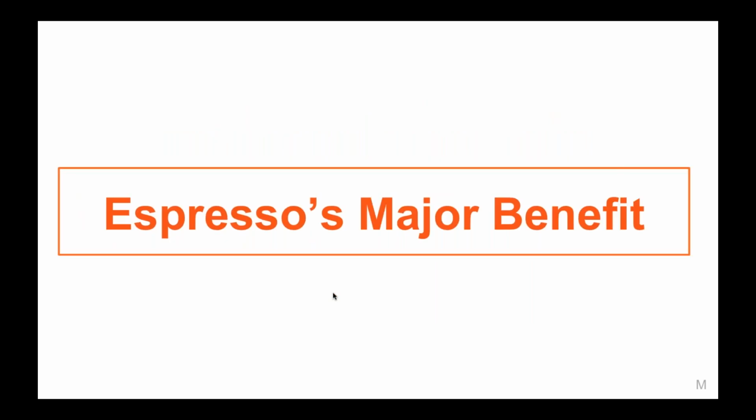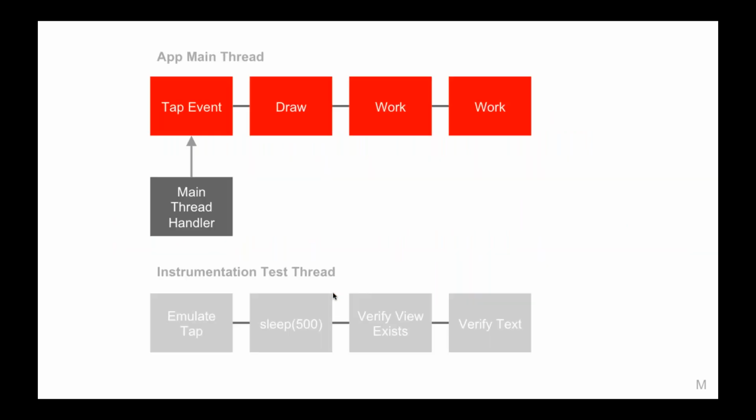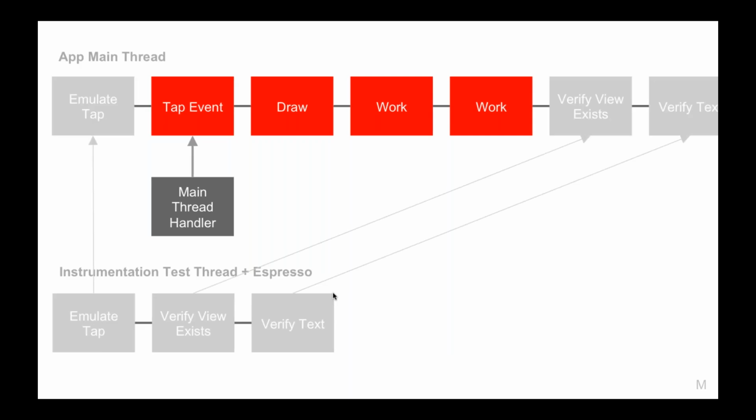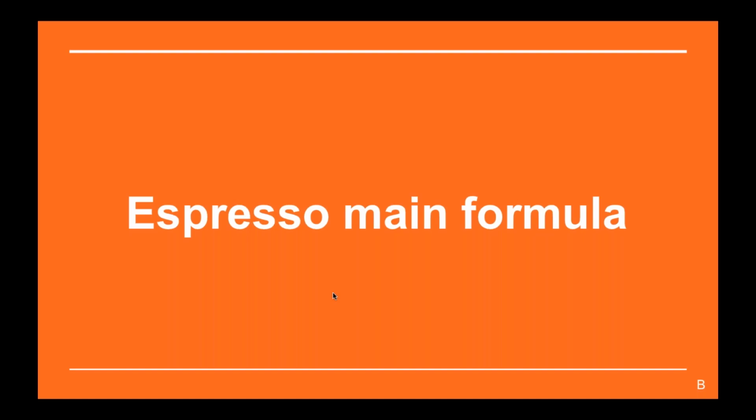So Espresso's major benefit, as I mentioned earlier, is that the old instrumentation tests run on a separate thread, right? And you can see I have to put sleeps in order to wait for certain elements to exist. While the Espresso framework, you can see here, runs on the same thread, and that's why it's ultimately fast, so you don't have to wait for anything. It's going to go at the speed of the application.